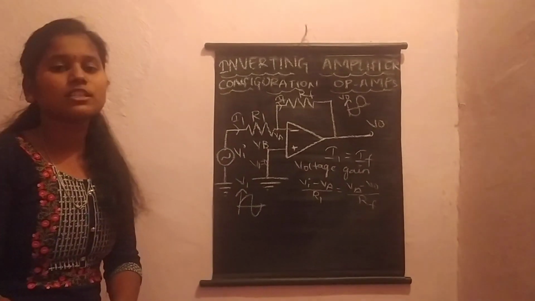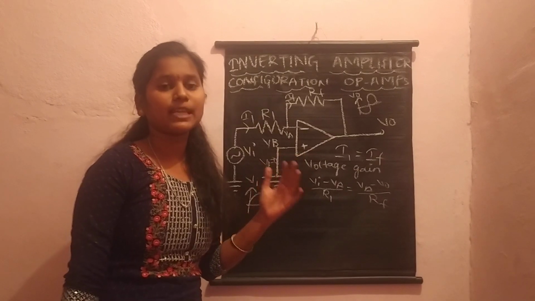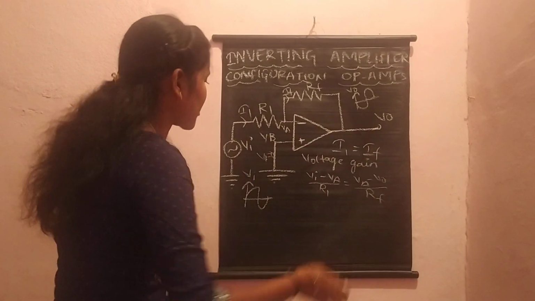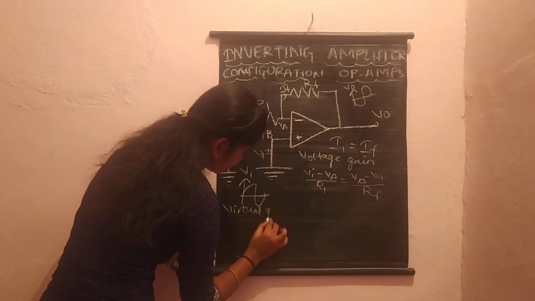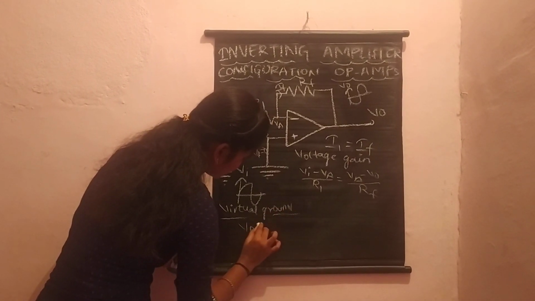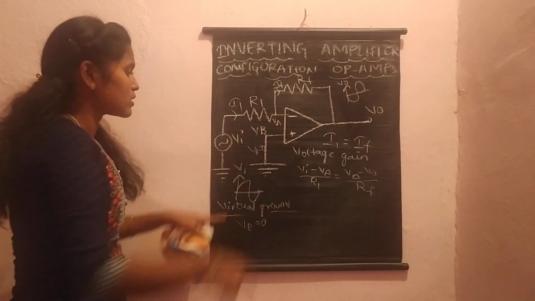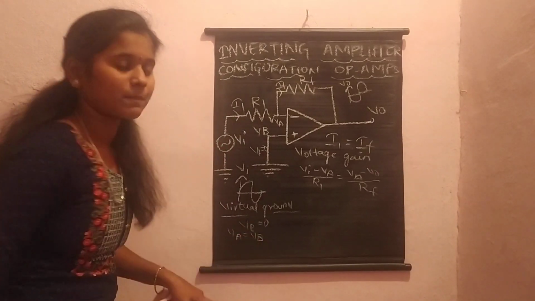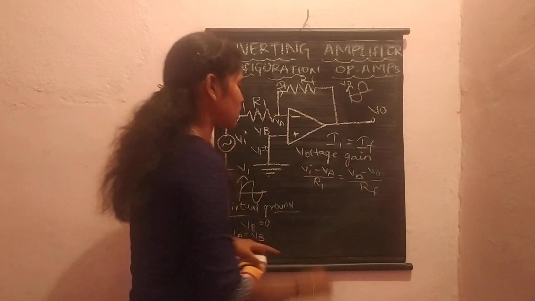And coming to the concept of virtual ground, what is meant by virtual ground? Virtual is nothing but imaginary. Ground, we all know what is meant by ground. And coming to the virtual ground, VB is equal to 0 and VA is also 0 because VA is equal to VB. That's why here VA is equal to 0 because of virtual ground.